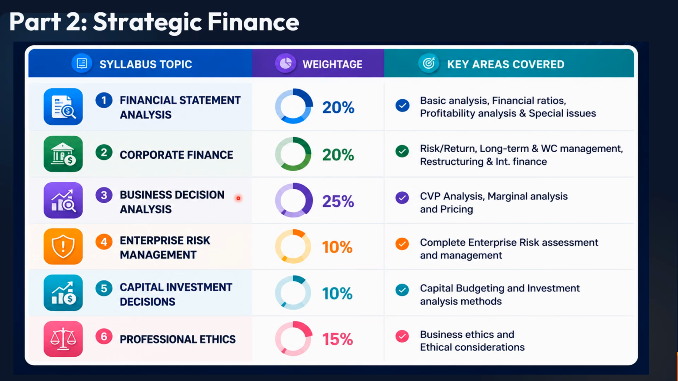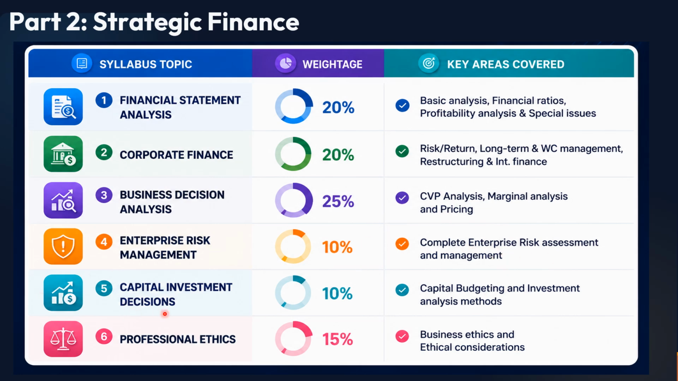Business decision analysis, another concept for which CMAs are definitely needed. One is the cost, volume, profit analysis, marginal analysis, and pricing of the products. Enterprise risk management, a very important topic. I think we are all very much worried nowadays about how to control risk, correct? Especially nowadays, the cyber attacks and things like that. Even the finance people are the ones who should be most aware of these topics. So we're going to cover complete enterprise risk assessment and management under this topic.